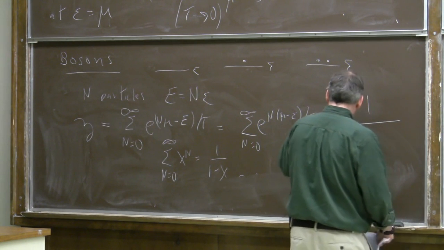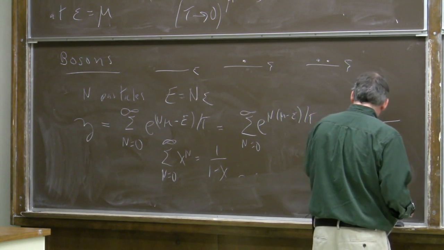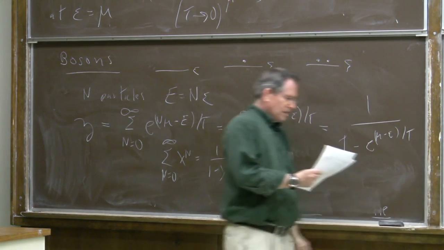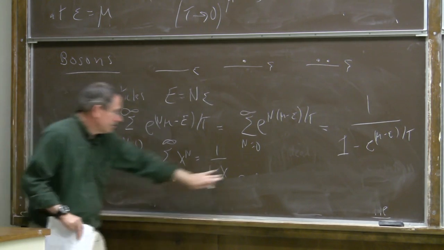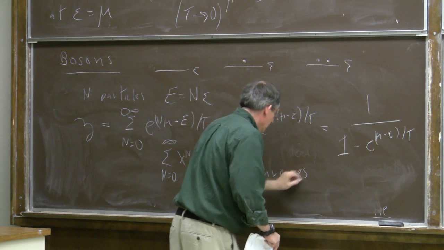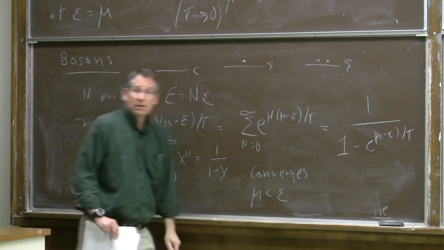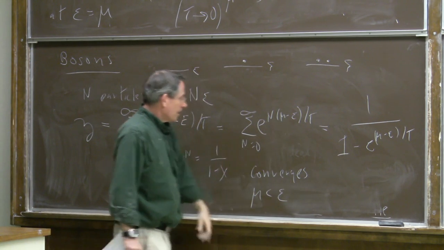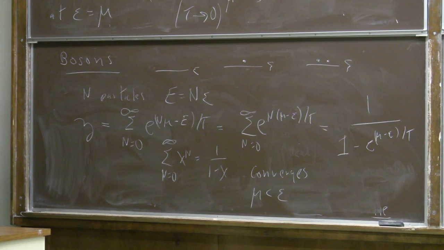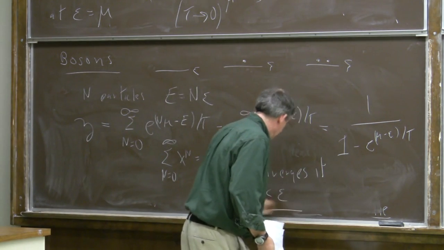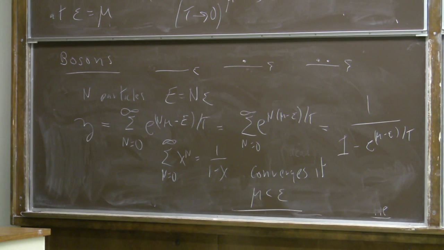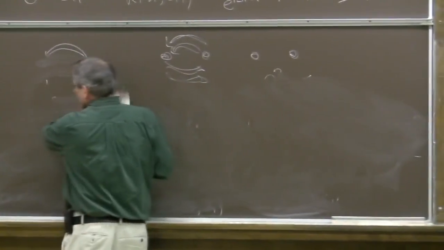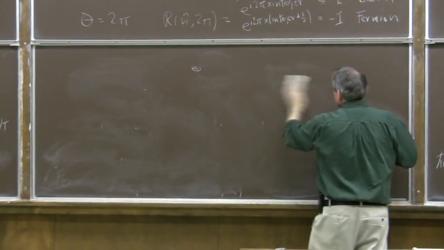So then I can write this as 1 over 1 minus e to the mu minus epsilon over tau. But in order for the sum to actually converge, the chemical potential better be below the energy of the orbital. Okay? So that this is a sum of the nth power of some number less than 1. So mu minus epsilon is negative, in other words.